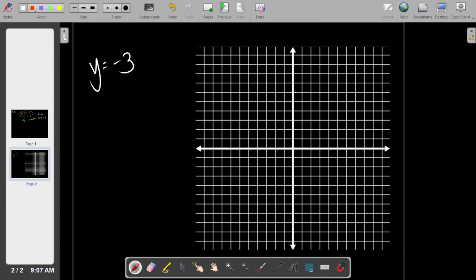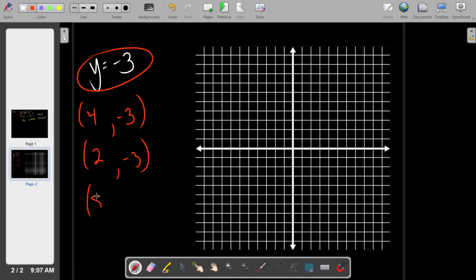There's only one thing true. To be on this line, you simply have to have a y coordinate that's -3. Give me one. I'll take it. Give me another one. Give me another one. 8. Give me another one. -3. Thank you for not going in the same direction.